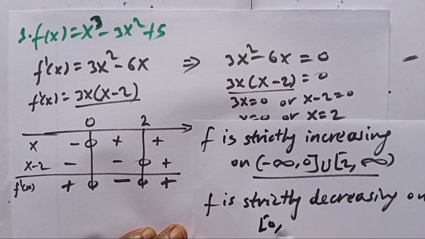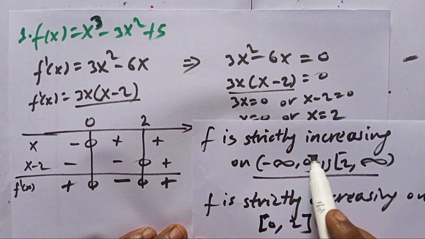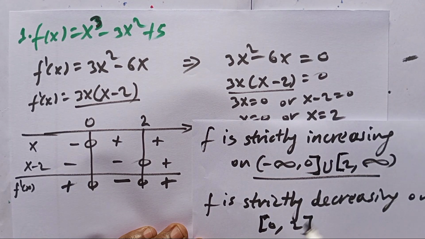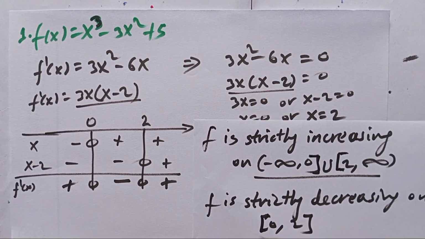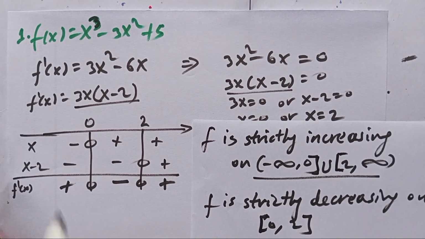That interval is [0, 2], by the way. Remember one thing well: we use a closed interval here, not an open one. An open interval is used when the values are restricted in the domain of the function. So this one is the decreasing interval, and this one is the increasing interval. Okay.